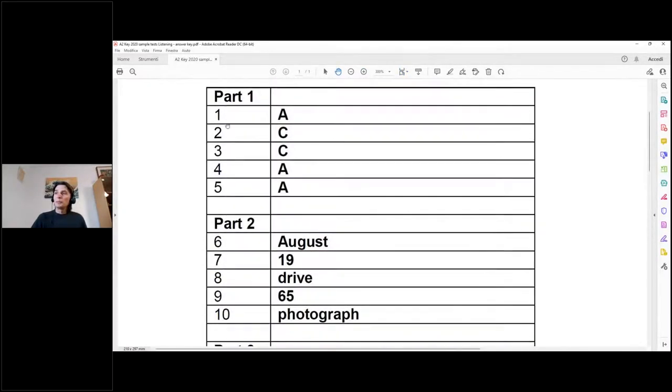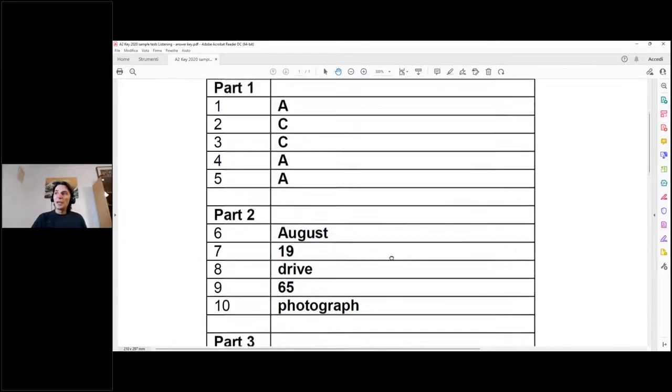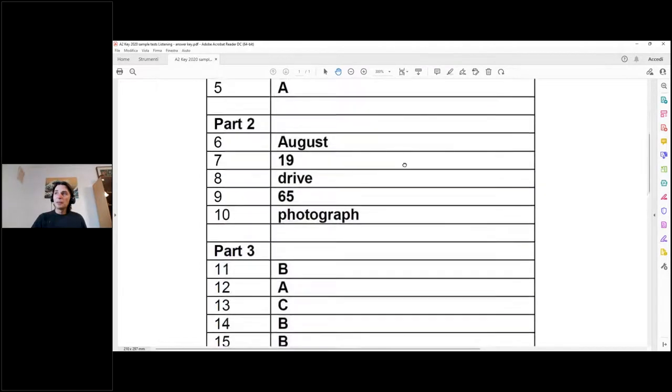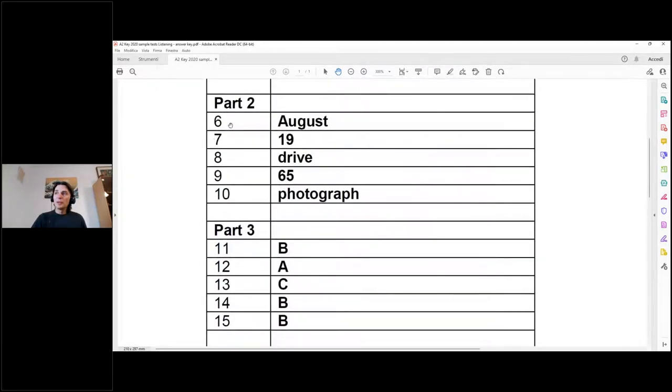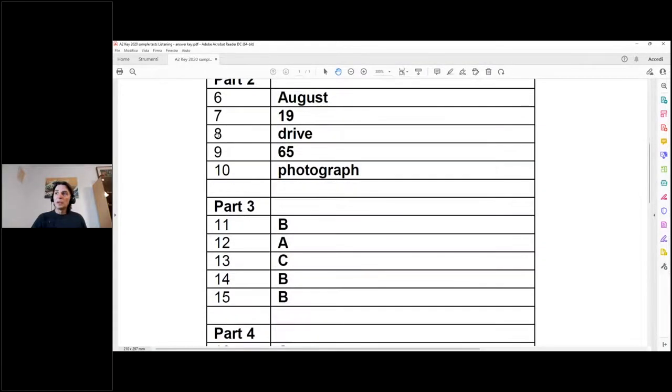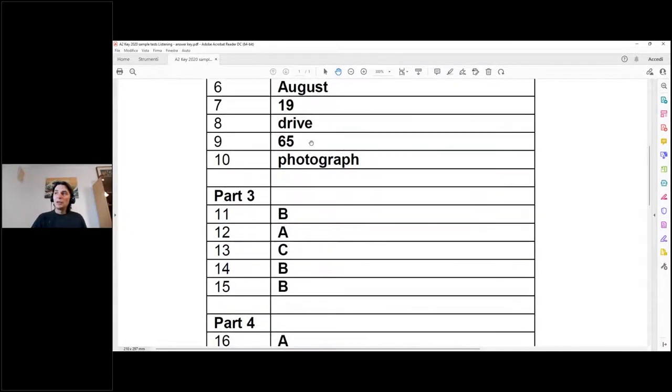Okay, part 1 was A, 2 C, 3 C, 4 A, 5 A. Part 2, 6 was August, 7, 19, 8, drive, 9, 65, 10, photograph.